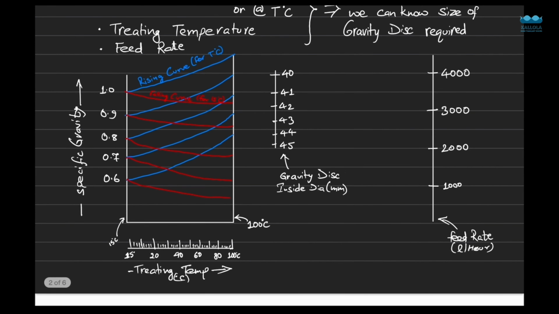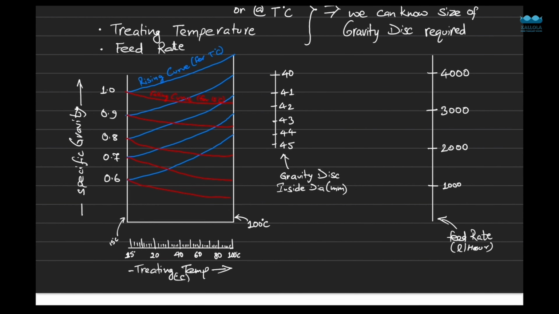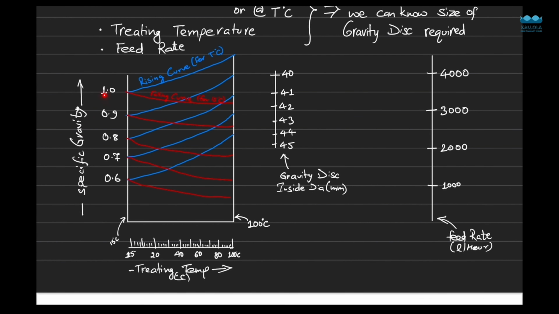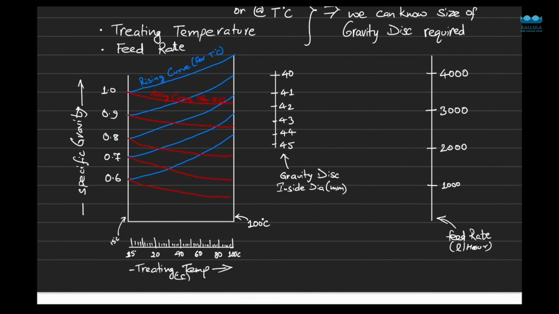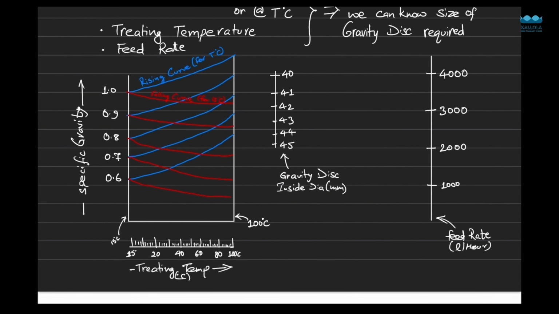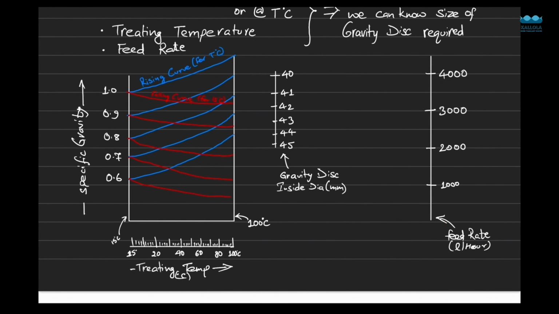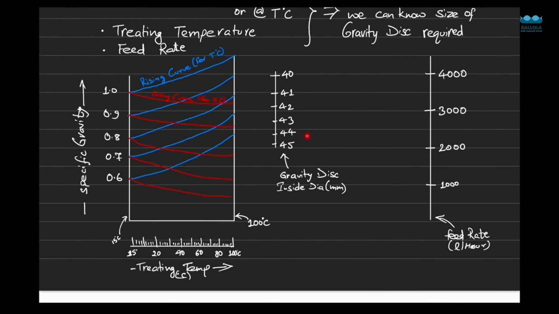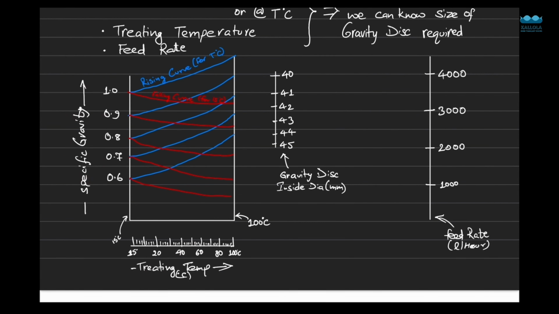Now, this is how the nomogram for purifier looks like. On the x-axis, we have treating temperature, the temperature at which we have to purify the fuel. On the y-axis, we will have the specific gravity value. On this side, we will have the size of gravity disk, which will be the inner diameter of the gravity disk, in millimeter. And on this line, we will have the feed rate which we will be giving to the purifier. So now we have to select this value, and we know this feed rate, treating temperature, and specific gravity.